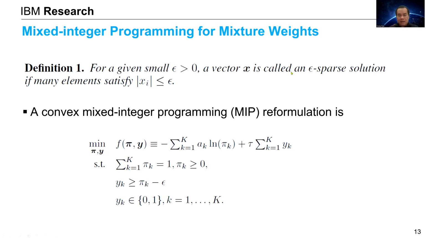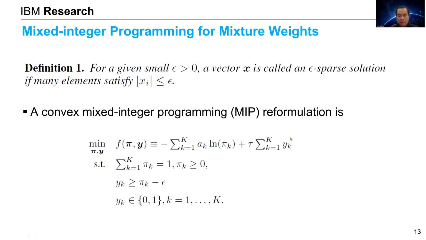When we have this definition, we can incorporate it in the model to get the epsilon-sparse solution for the mixture weight. For that, we introduce the mixed integer programming for the mixture weight update. And here is the formulation. The meaning of this formulation is that we wish to find a few components. That's the second term here.